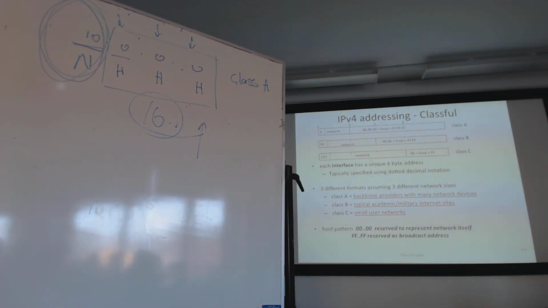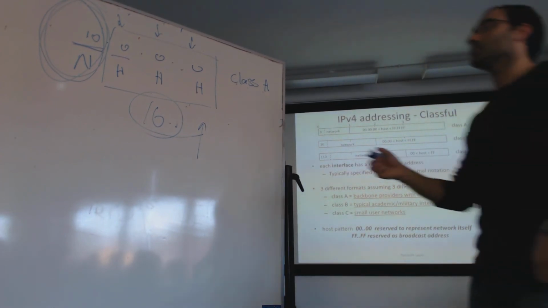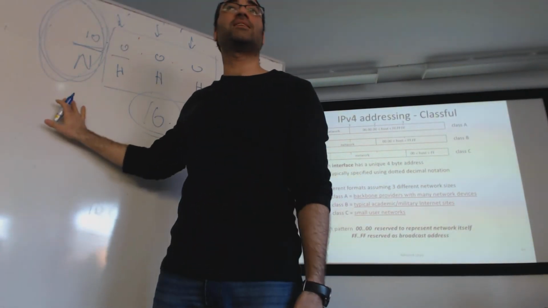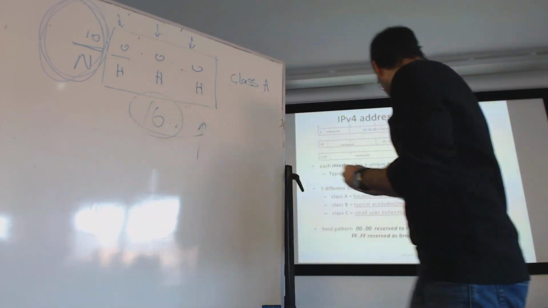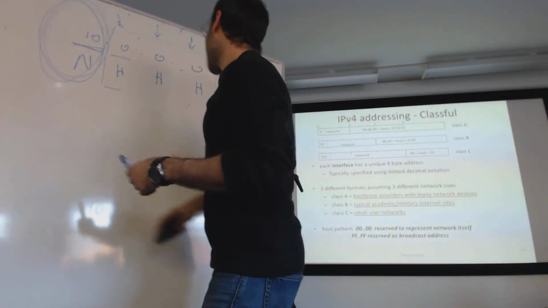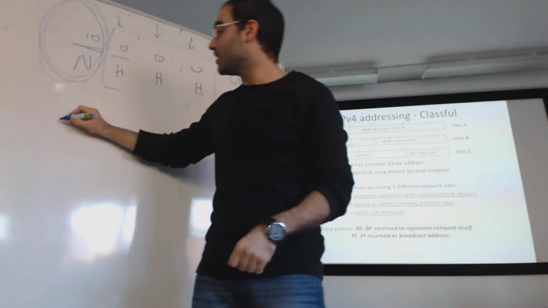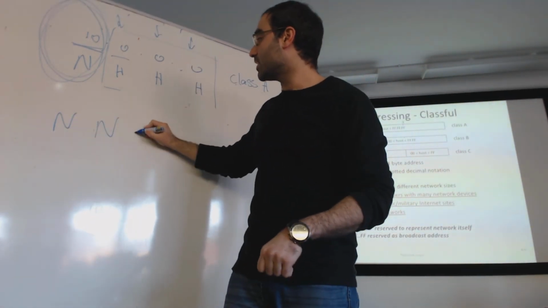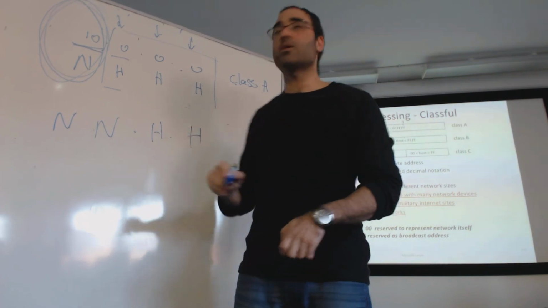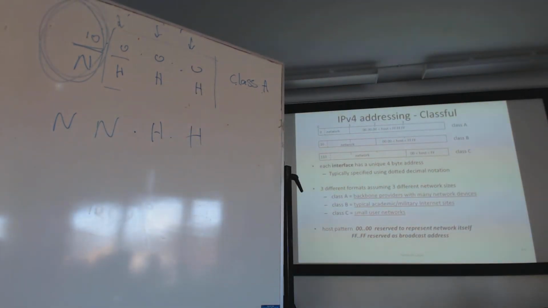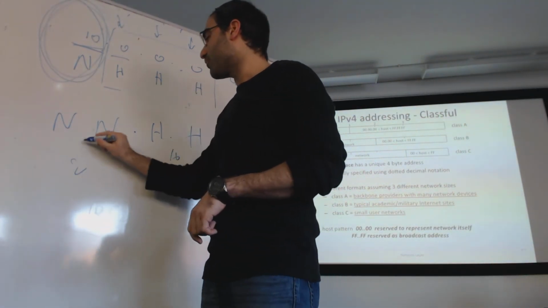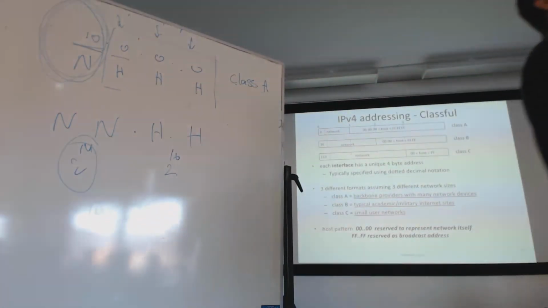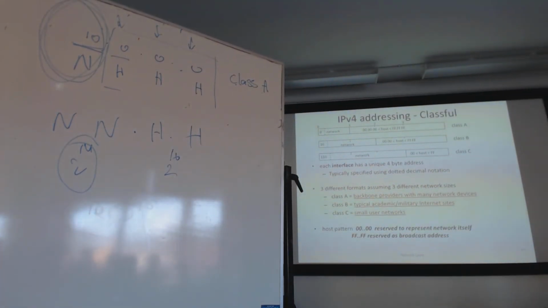What about class B? Class B is very simple. Rather than having only the first part as a network, now we have two parts of the network. So, rather than having a network and 3 bytes of hosts, you'll have a network side and then 2 bytes of hosts. So the numbers are now less. That means there are 2 to the power of 16 as host and 2 to the power of 14 as network. I'll explain why it's 14 and 16 later on.